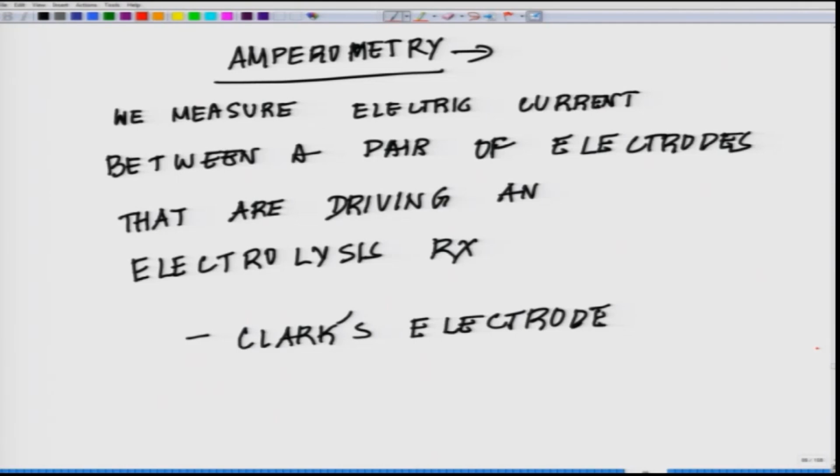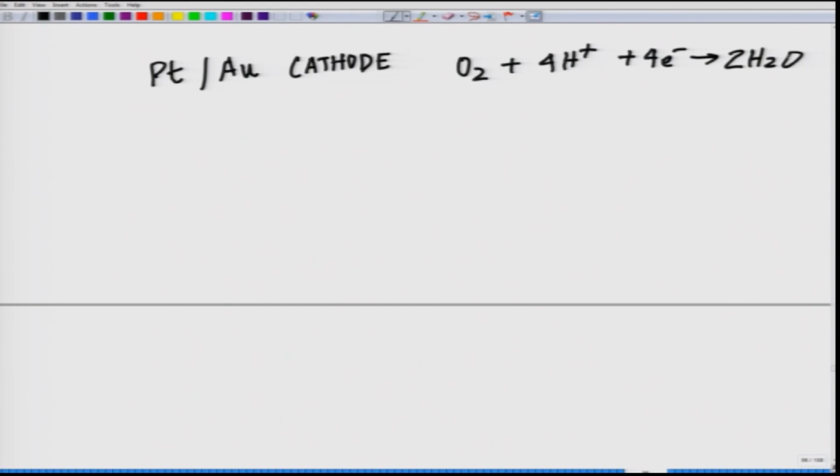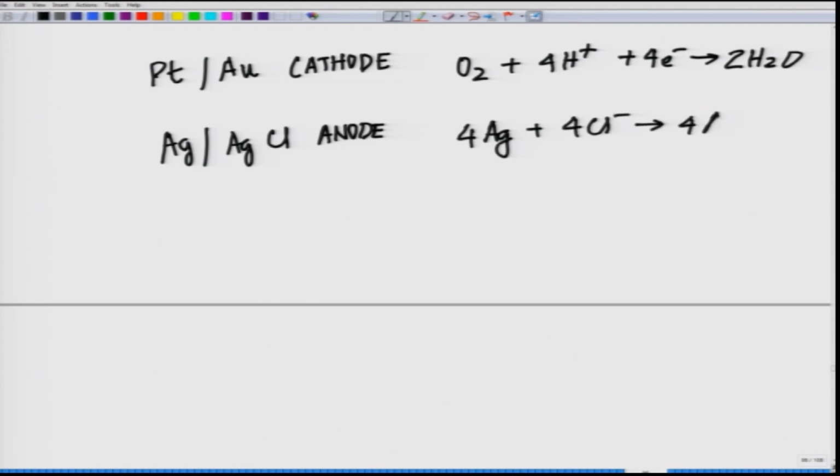Basically it consists of a glass body of the microelectrode with a very fine point. So do not get worried about it. Let's look at the reaction, what is happening at the platinum, which is the gold cathode. The reaction is this: oxygen plus 4 protons plus 4 electrons, leading to the formation of 2H2O. Similarly, at the AgCl anode, we have 4Ag plus 4Cl minus giving 4AgCl plus 4 electrons.